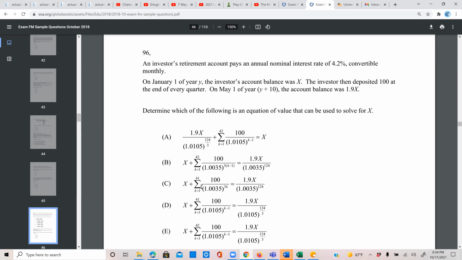And let's see if this summation term on the left is the present value of the deposits, because then if you add X to it, it becomes the total present value of the account. The account already had an X in it, and then the deposits, let's see if they have this present value. So the term here is 100 over 1.0035 power 3K. Now, if we look at the deposits of 100, remember they are quarterly deposits.